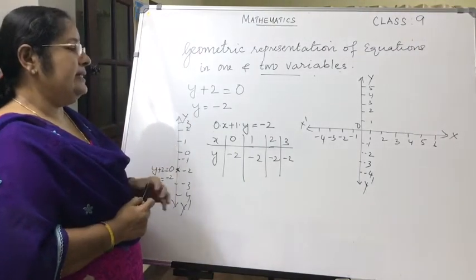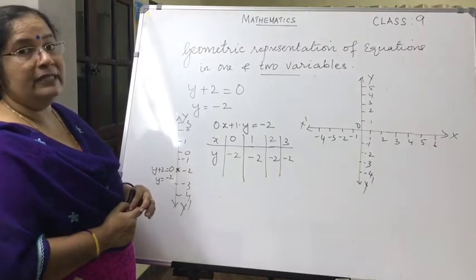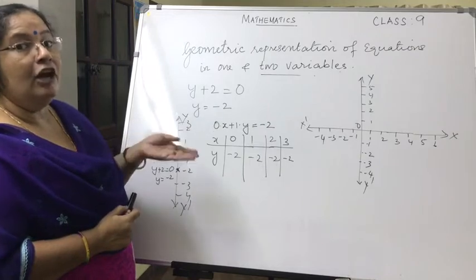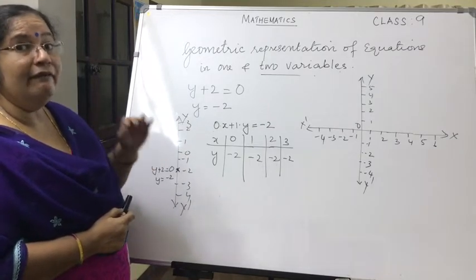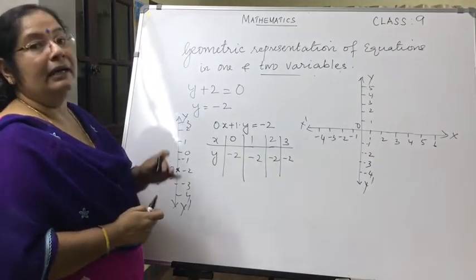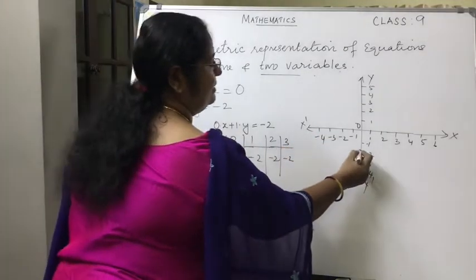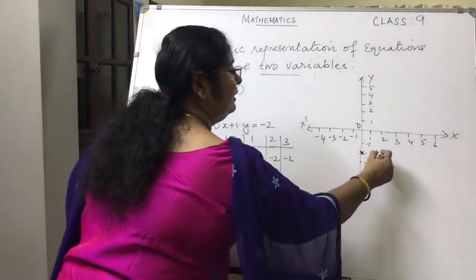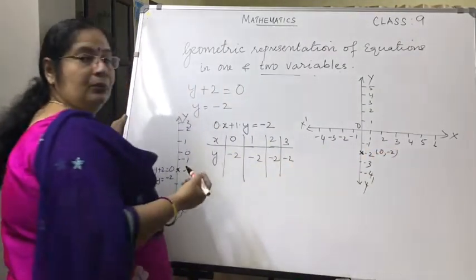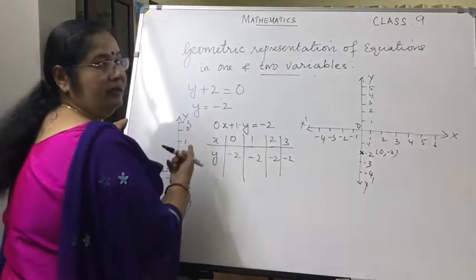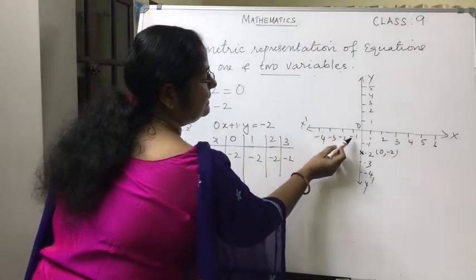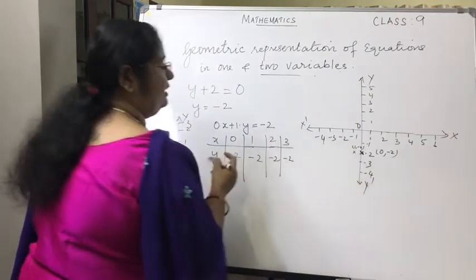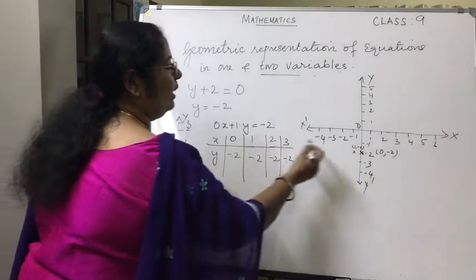First one, x equals 0, y equals minus 2. 0 comma minus 2. Where will this be? This will be on the negative y-axis, 2 units from the x-axis. So minus 2. This is the point 0 comma minus 2. Next, when x is 1, y is minus 2. This point. X is 1, y is minus 2.